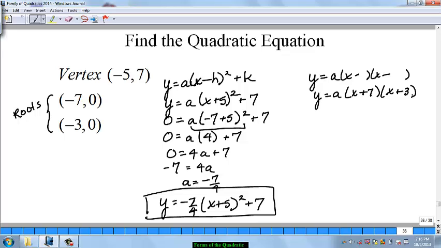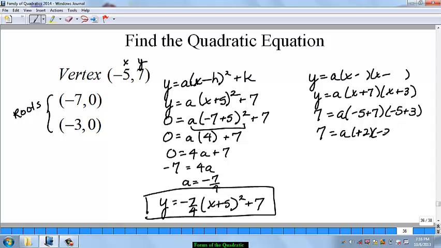So now look what I have here. I've almost got the formula done. I just don't know what a is. So I've used the two roots. Now I'm going to use the vertex as an x, y point and just plug it in. So I have 7 equals a, and the x is negative 5 plus 7, and the x is negative 5 plus 3. So I put the x in there. 7 equals a. Now negative 5 plus 7 is 2. Negative 5 plus 3, excuse me, is a negative 2. So this is a positive 2 and this is a negative 2.